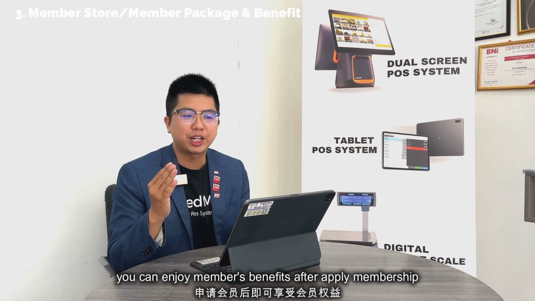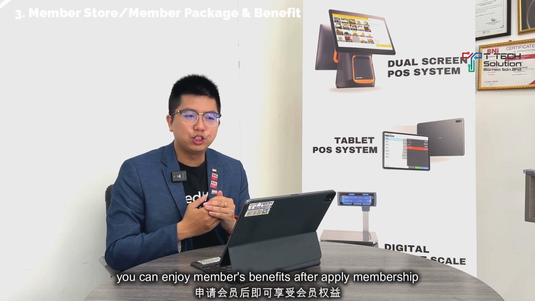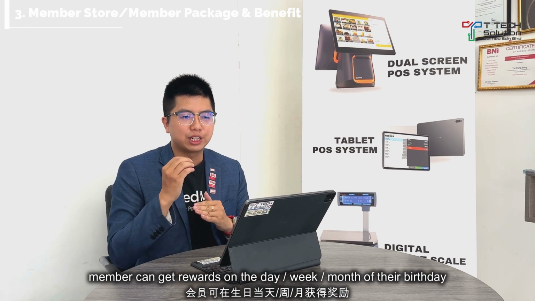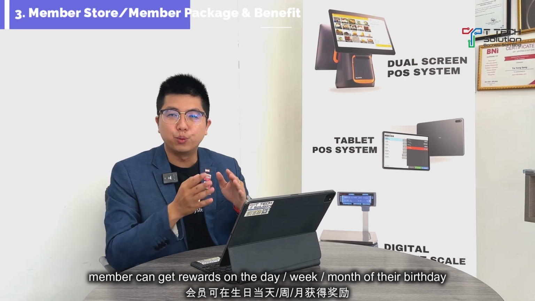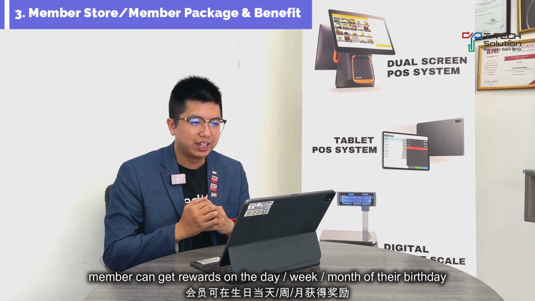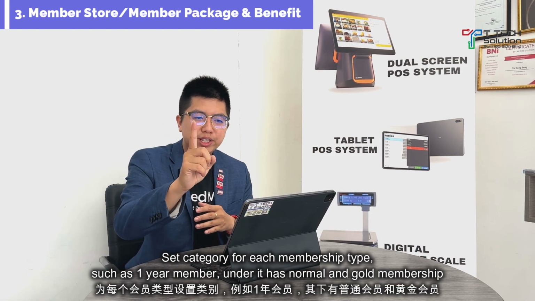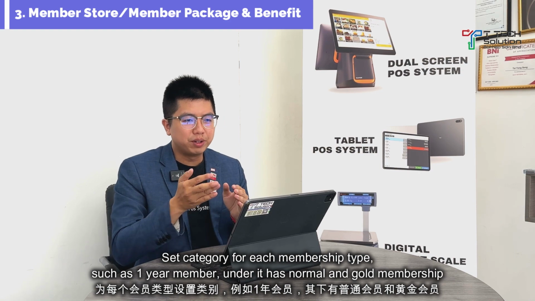Okay, so for the member package and benefit, it means that you can enjoy the member benefit after applying for the membership, and the member can get the reward on the day, or the week, or the month of their birthday. And you can set the category for each membership type. For example, the 1-year member, under it has a normal and a gold member.